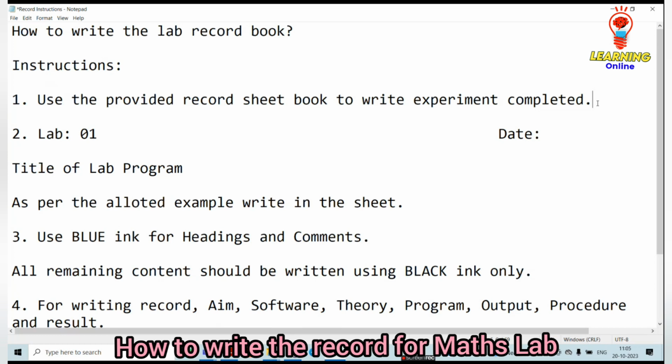Whoever has not collected the sheets, take A4 sheets. In that A4 sheet, follow the same instructions. You can write it, then later you can update the same thing. It is not at all a problem.